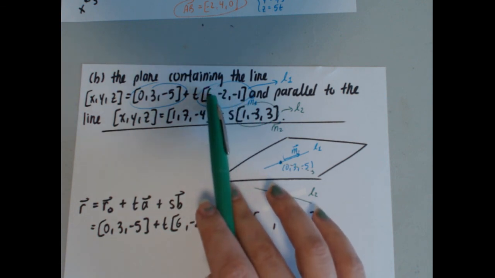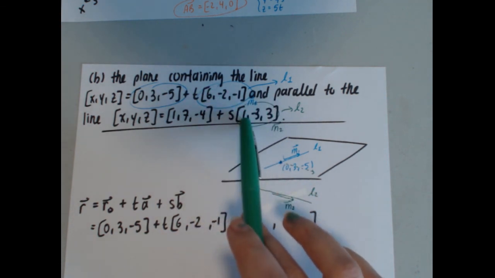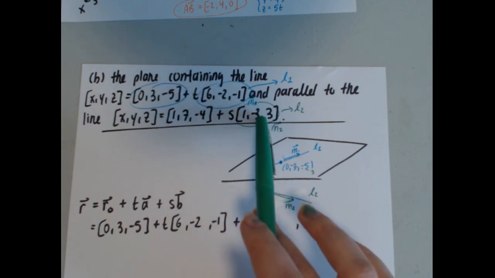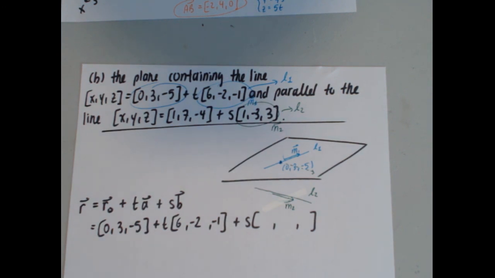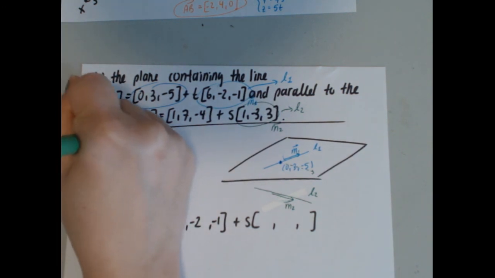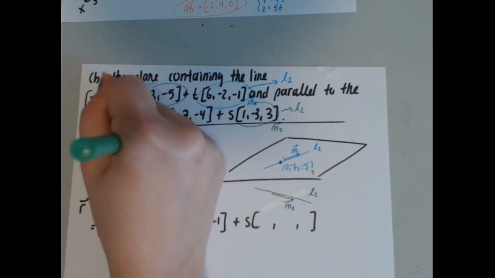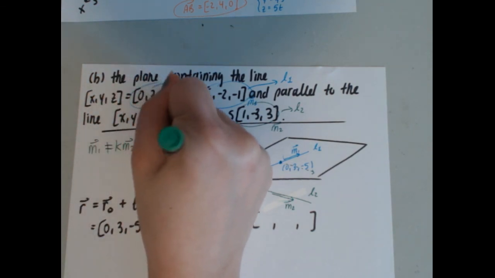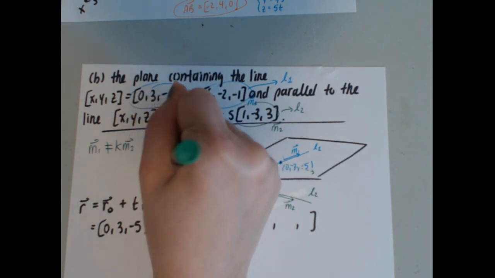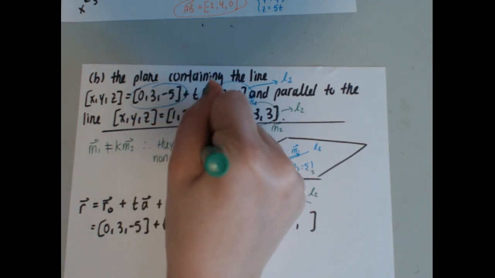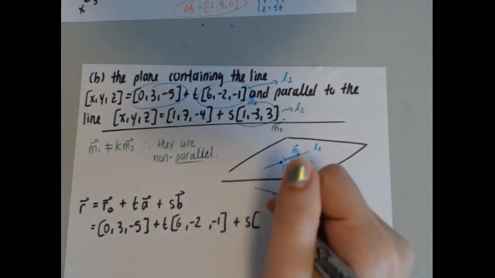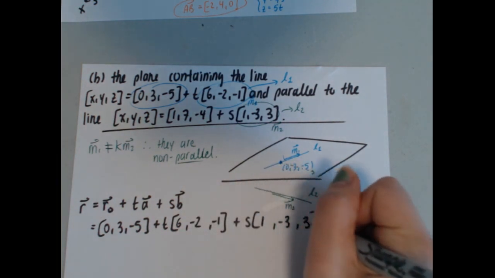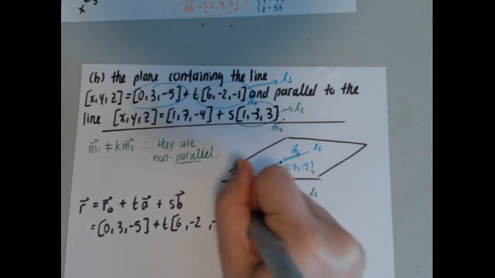Okay, so to go from 6 to 1, we have to divide by 6. To get from -2 to -3, we don't divide by 6. So we can already see that M1 and M2 are not scalar multiples of each other. So M1 does not equal a constant times M2, therefore they are non-parallel. That is very important. You have to indicate that. So that means that I can use this vector, (1, -3, 3), as the other direction vector for my plane. So there is a vector equation for my plane.